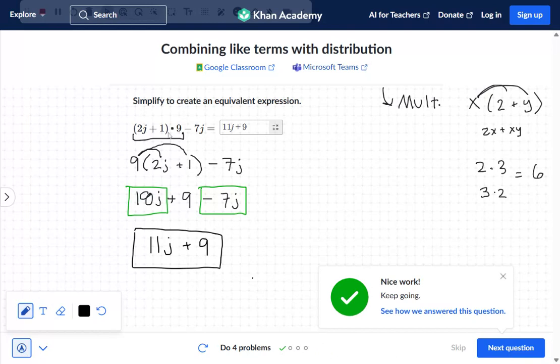problems in your homework. So again, just getting familiar with distribution. Don't fret if it's out of order. Remember, we can always change the order.